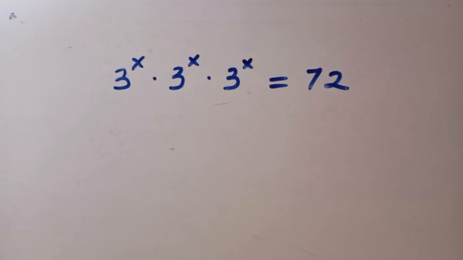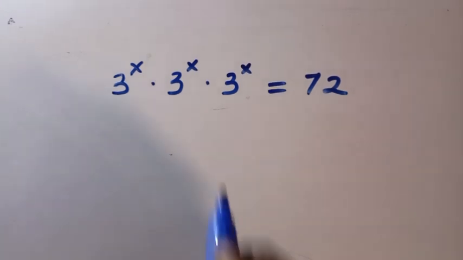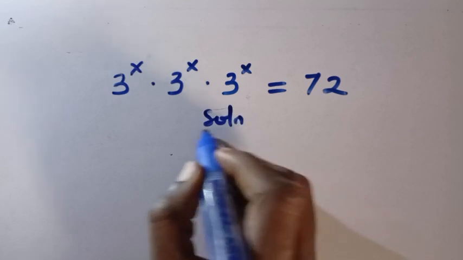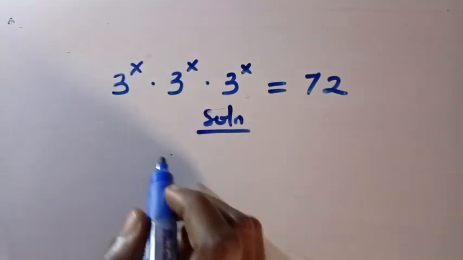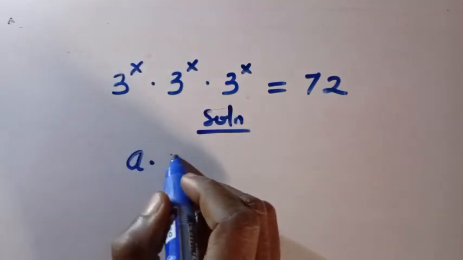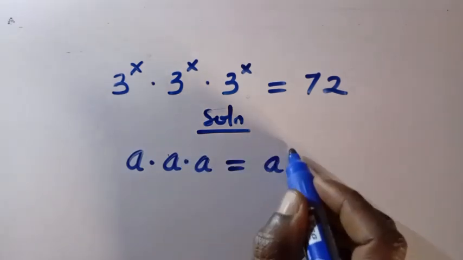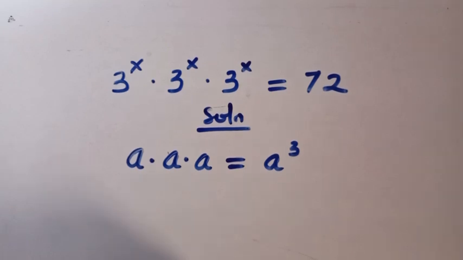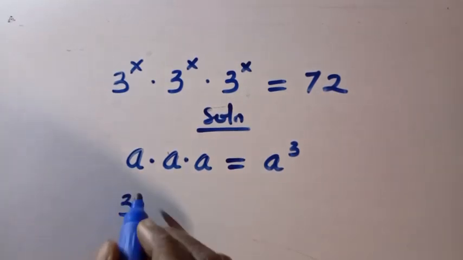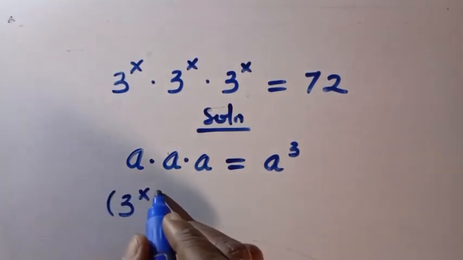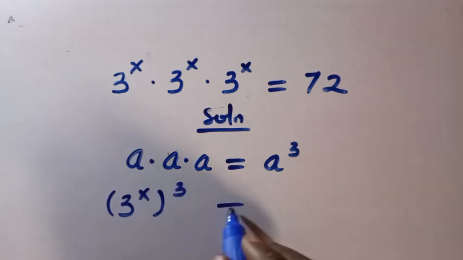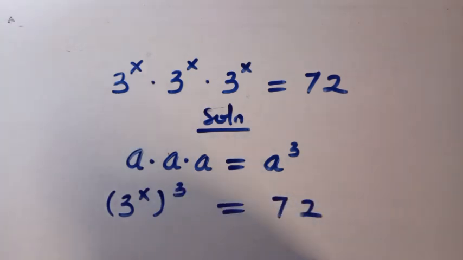How to solve these nice exponential equations? We have 3^x multiplied by 3^x multiplied by 3^x equals 72. From here, we are going to find x. This follows when we have a multiplied by a multiplied by a, which equals a raised to the power of 3. That is, we have (3^x)^3 equals 72.